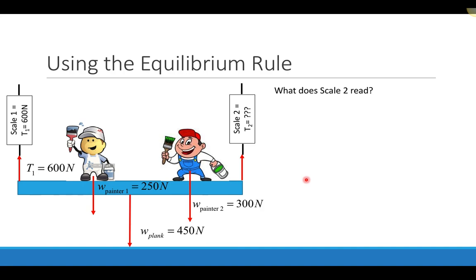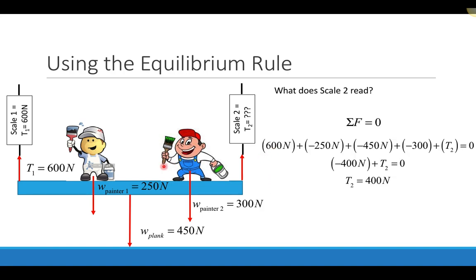All right, so here we go, one more. We've got now two painters on my scaffold, or my plank, and I want to determine what is the tension over here on the right-hand scale. So I go through the same process. The sum of the forces is 0. I make my way across.